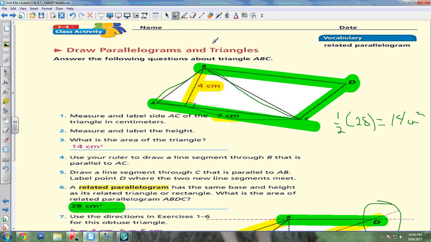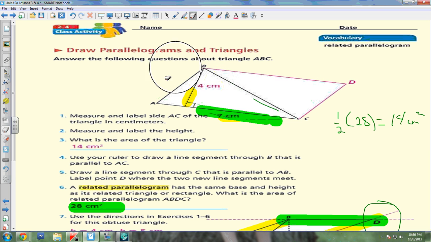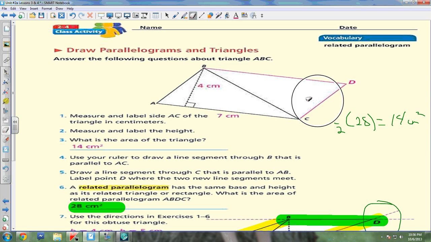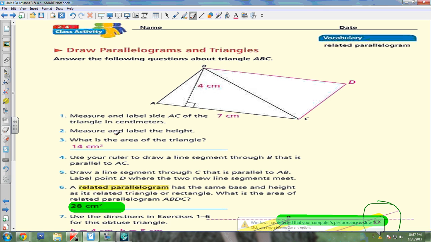Alright, so this page here says draw parallelograms and triangles. I'm actually going to get rid of this stuff here because it's a little bit confusing. There we go. It says answer the following question about triangle ABC. So it says measure and label side AC of the triangle in centimeters. So AC is 7 centimeters. From B to there, which would be the height, would be 4 centimeters. And it says measure and label the height, which we did.